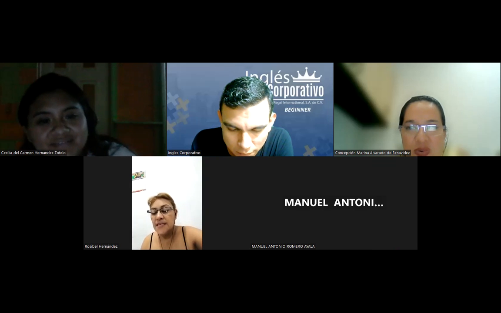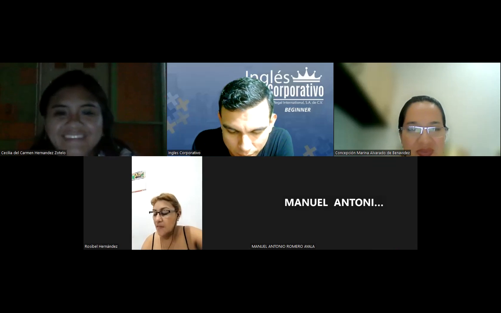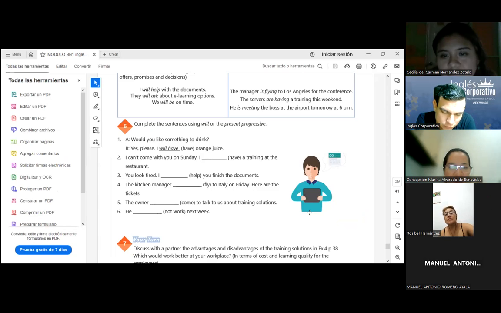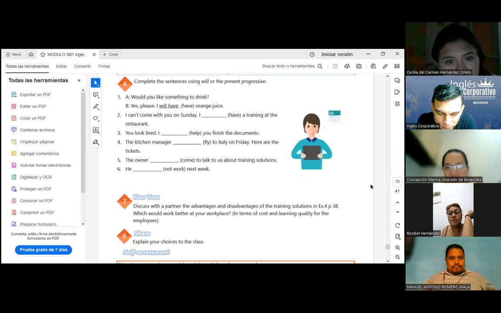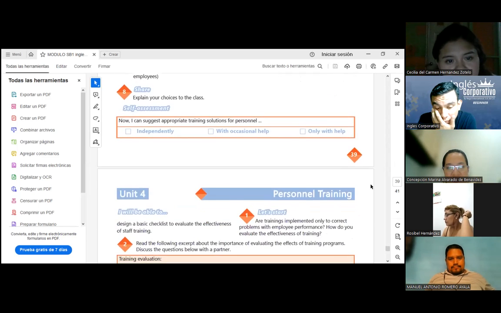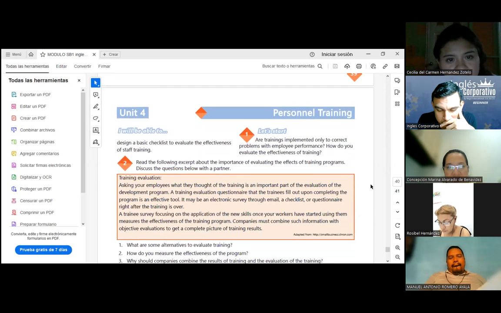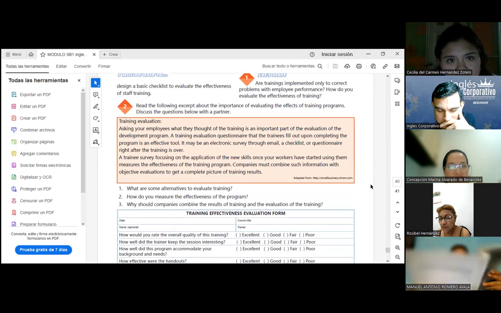Comparto. Por favor. Sí. Okay. Ahí está. The next page. Déjame que no sé qué hice. Ahí está. Ese era, no, no, ¿verdad? Bueno, la siguiente. La 3, la 2 está. Eso.